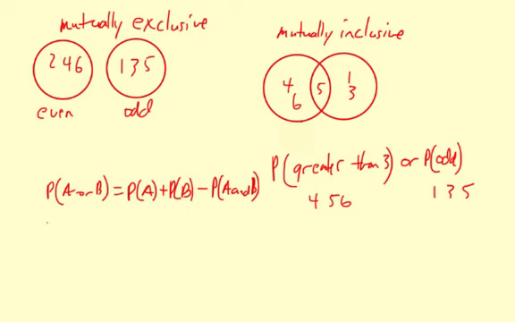So probability of A or B, in this case, is, well, probability of greater than 3 is 3/6, plus probability of B, probability of odd, is 3/6, minus probability of A and B, that's this 5 here, so that's 1/6. So 3/6 plus 3/6 is 1, then minus 1/6 is 5/6. So the probability of rolling greater than 3 or odd is 5/6. So that's the big picture of this lesson, mutually exclusive and mutually inclusive.